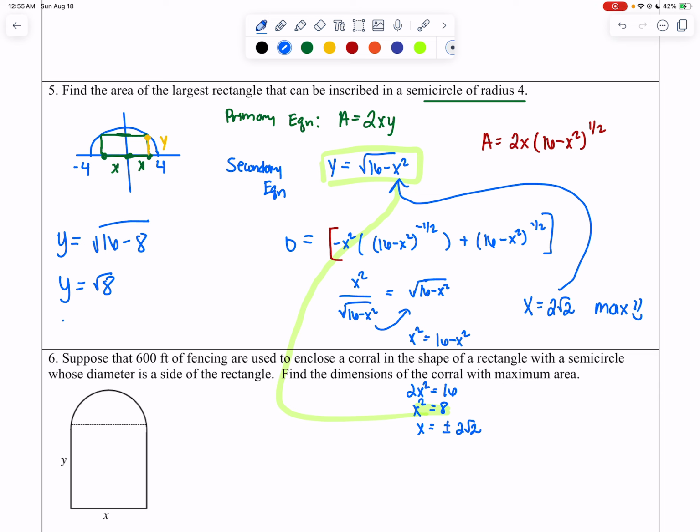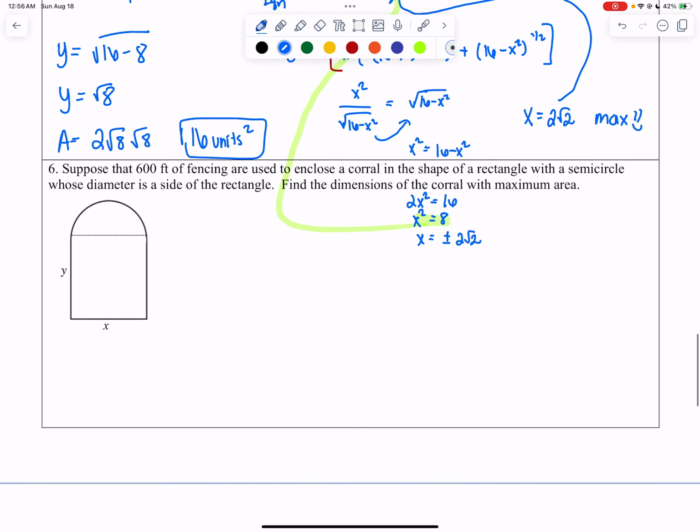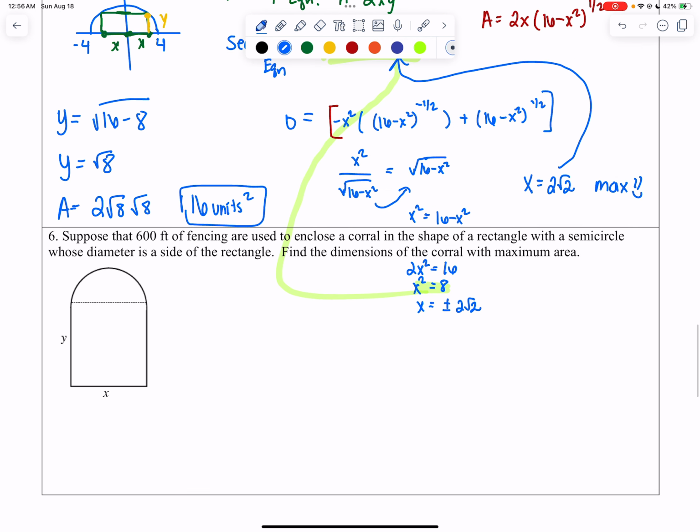So then the area is going to be 2 times root 8 times root 8. Root 8 times root 8 is just going to be 8. 8 times 2 is going to be 16. So our area of my largest rectangle that can be inscribed into this little semicircle is going to be 16 units squared. Crazy. I know. All right, in the next video, we are going to do number 6, which should be the last one in terms of our optimization lesson.